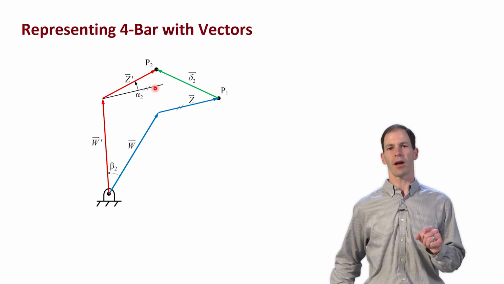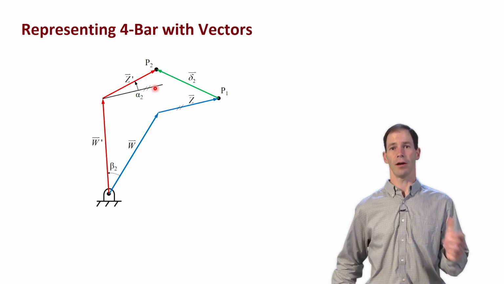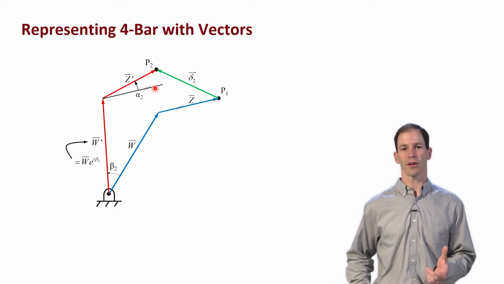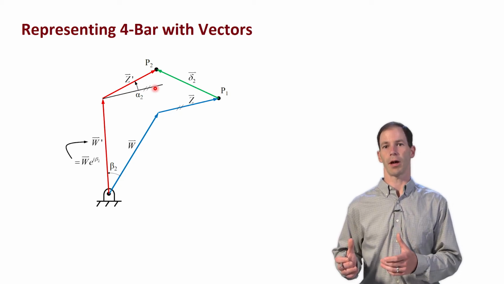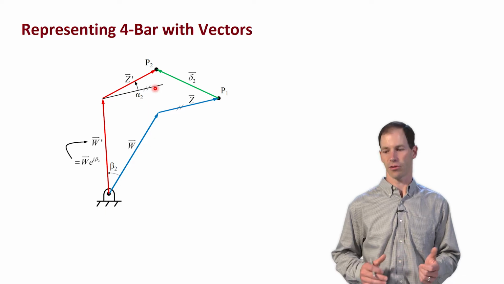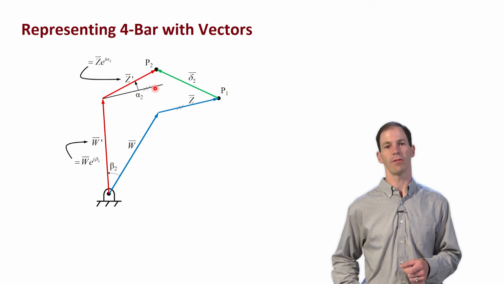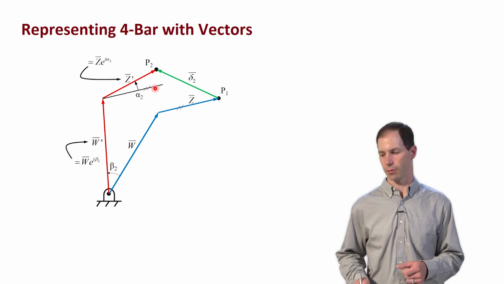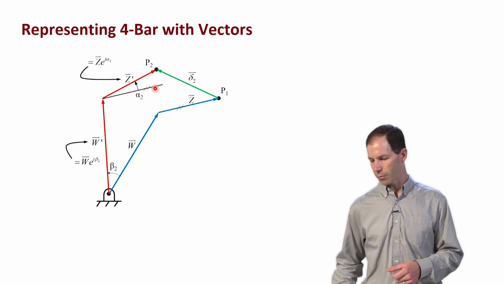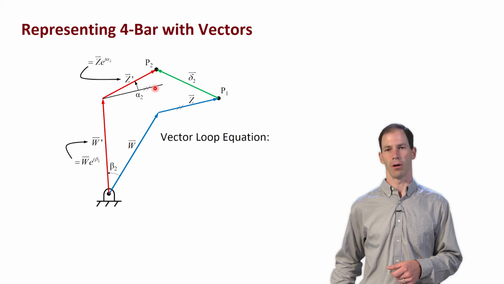So if I'm referencing back to this first position and I use my polar notation, I can express the W prime vector as just a rotation of the W vector, where I have W multiplied by its rotation operator, e to the i beta 2. And I can do the same thing for the Z prime vector, where Z prime is Z e to the i alpha 2. So I take that information and now I create a vector loop equation.